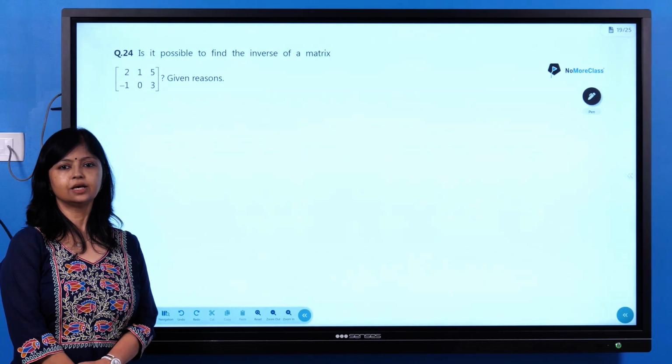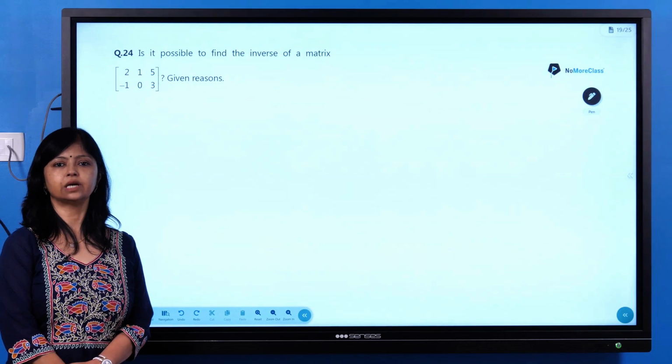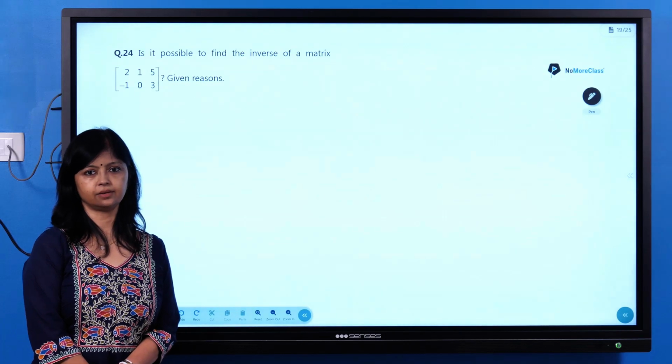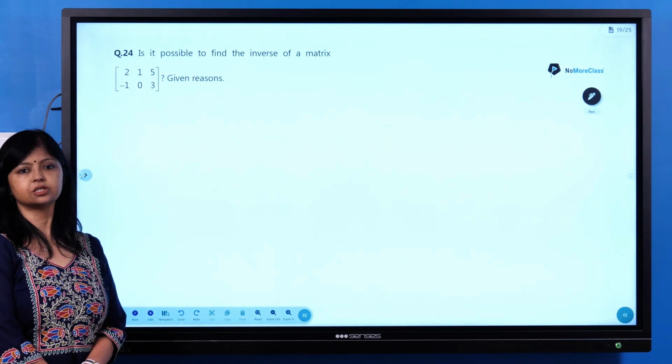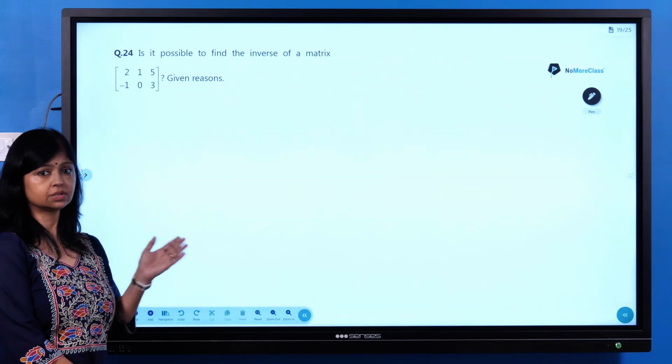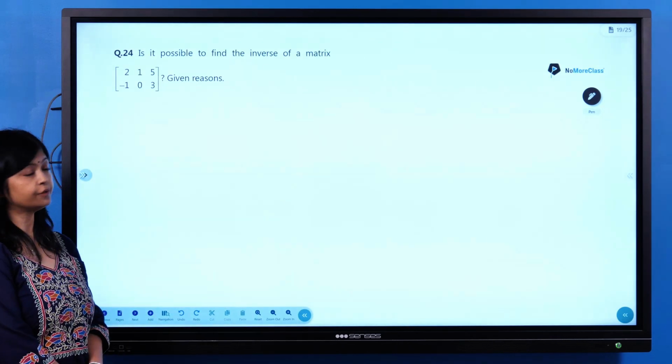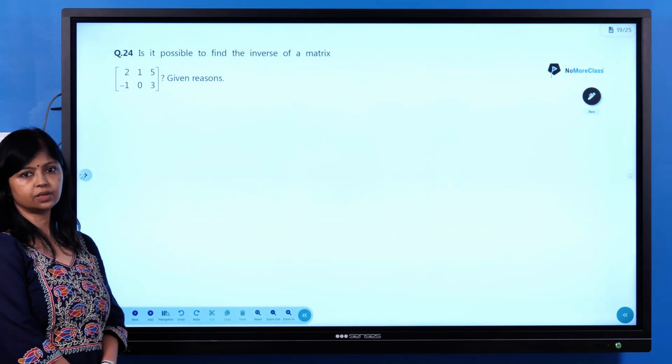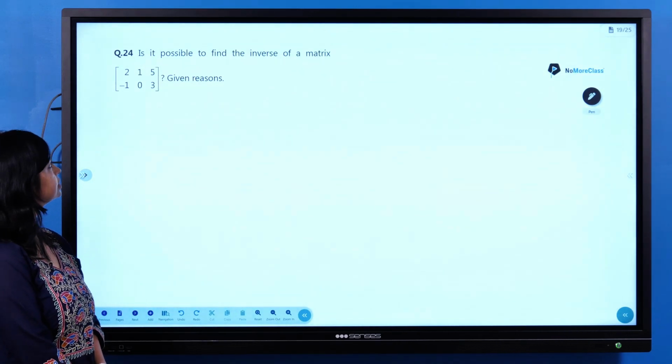Hello everyone. We are looking at phase 5, chapter determinant, exercise 1. So our exercise 1 questions are good for revision of the basic concept. So this is also one of the question number 24. A matrix is given to us and we have to find the inverse of the matrix.